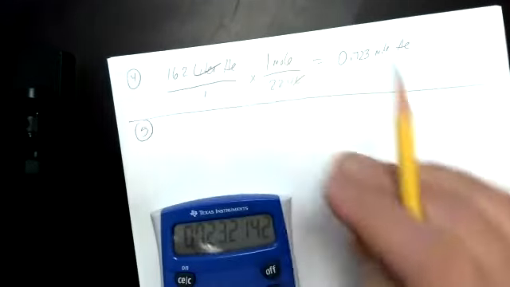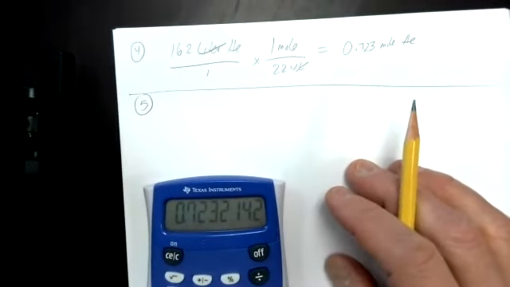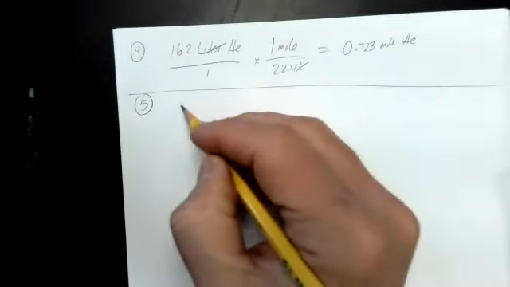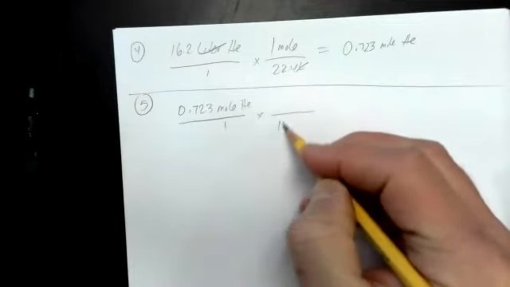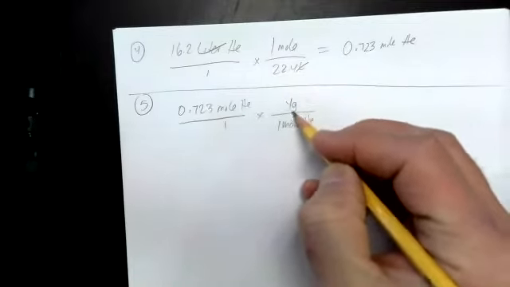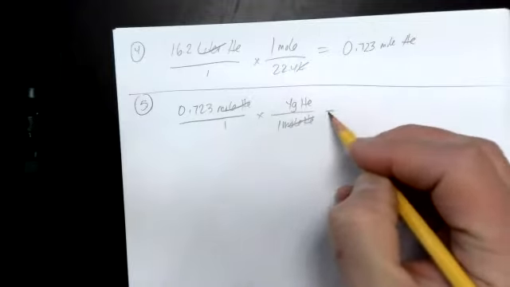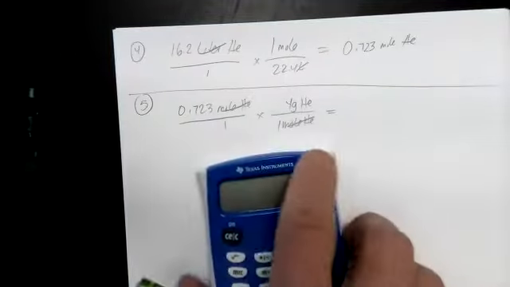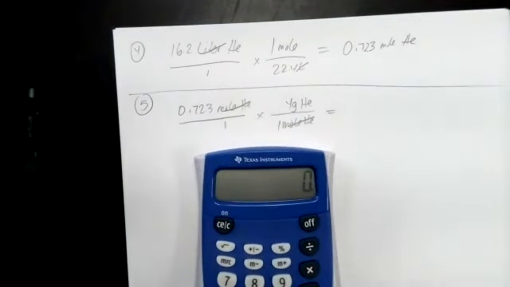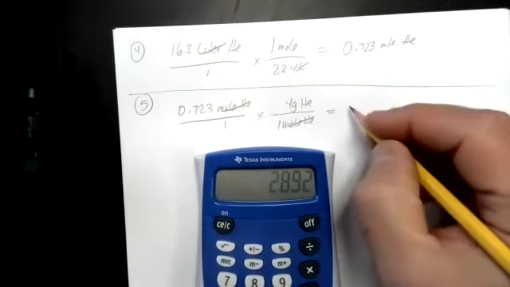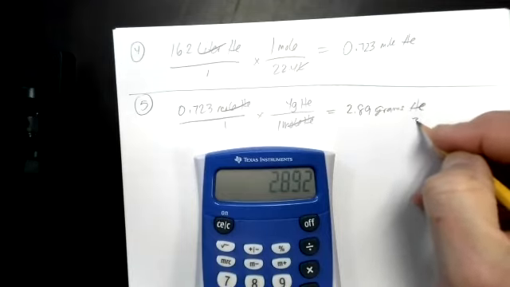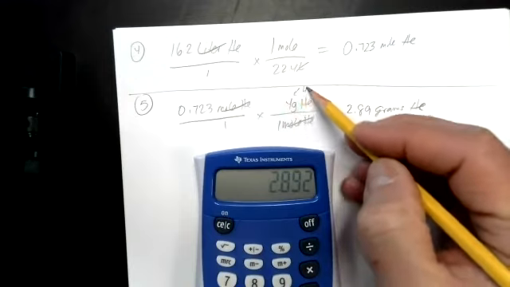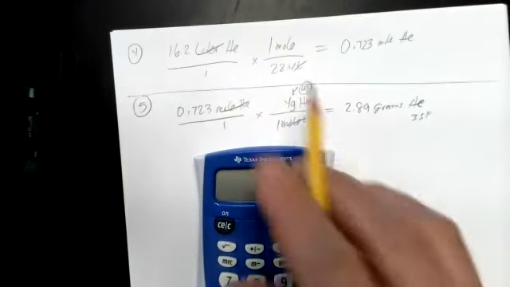Number 5. How many grams of helium is that? Well, you have 0.723 moles of helium, and 1 mole of helium is 4 grams of helium. The moles will cancel. How did I know that? That's the atomic mass of helium, or the molar mass of helium. It's going to be 0.723 times 4, and it's going to be 2.89 grams of helium with 3 significant figures. This is unlimited, that has 3 significant figures.